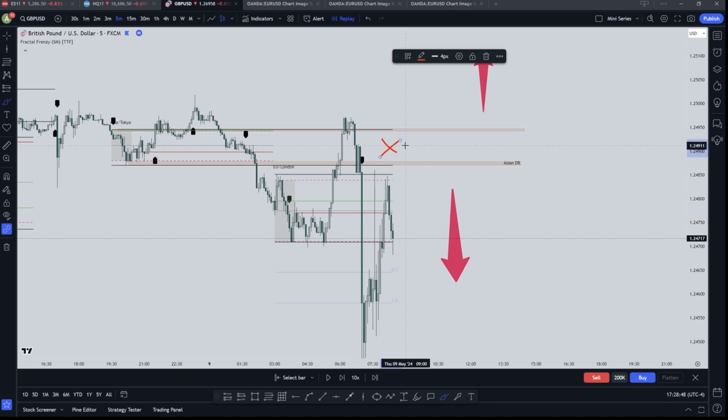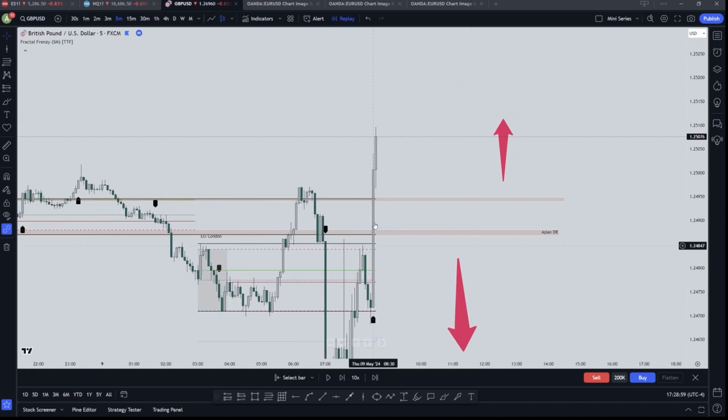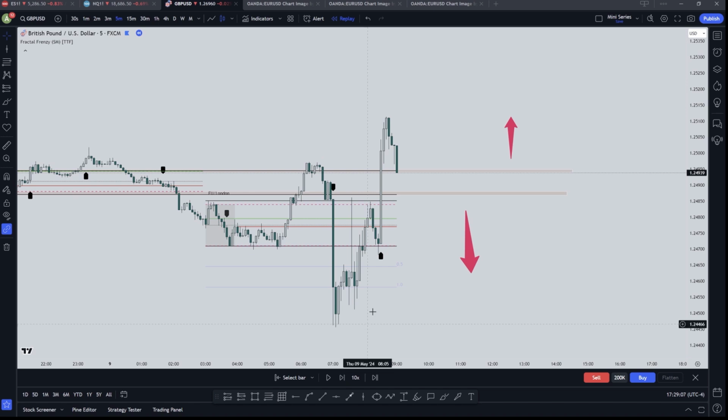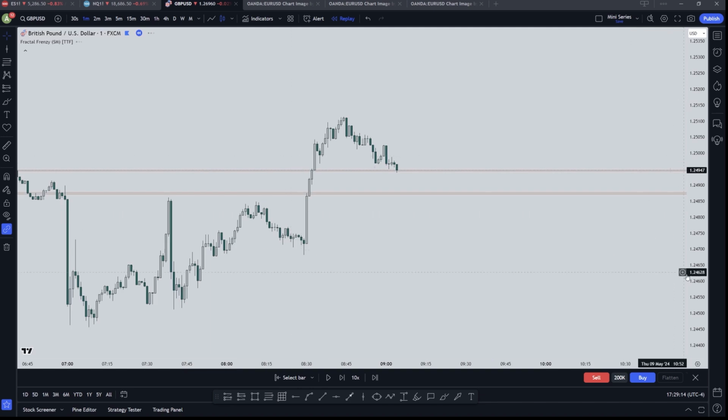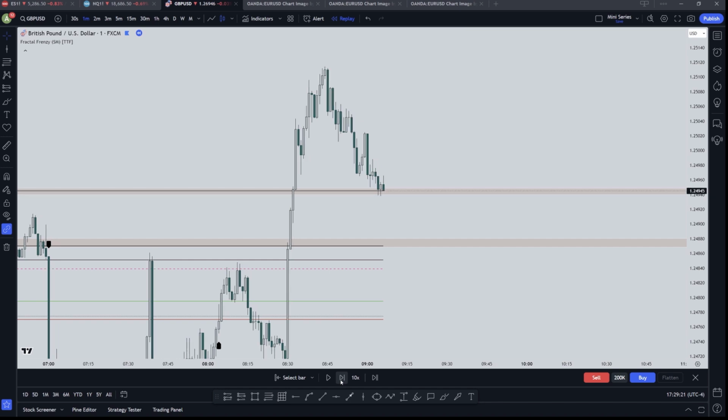Look, at this point we are at the mixed session over here. Price aggressively broke the Asian DR levels towards the upside. Probably we had news at this point. And what happened over here? Price came back, retested the Asian DR level, indicating that we might go bullish. Let's see if we are going to have a fractal frenzy signal that will help us.